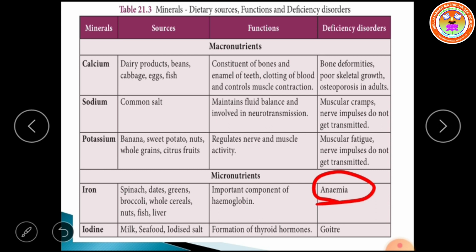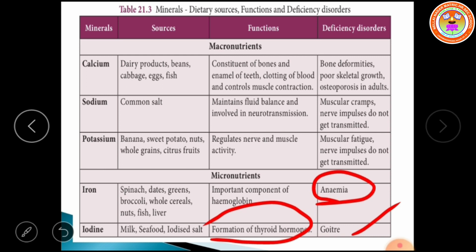You need not consume more iron than the required amount. You need not consume iron-rich food always, but the daily requirement of iron must be present in your diet. The next, iodine. Iodine is very rich in seafoods and milk, and it is also present in normal table salt which is iodized. Iodine directly influences thyroid functions, especially the formation of thyroid hormones. If iodine deficiency is there, the person will suffer from goiter, which is nothing but swelling in the neck region.